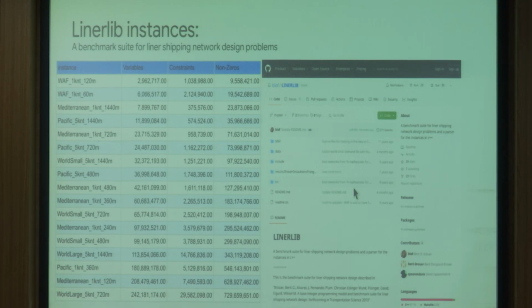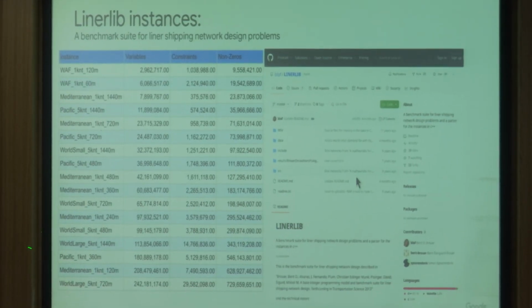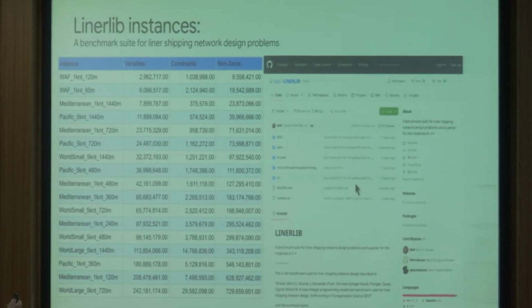But for the liner shipping instances, this is just an example of how you can model these problems as a MIP. For the small ones, so what is this? This is West Africa, this is the Mediterranean, just looking at the Mediterranean, Pacific, world small, there is world large, and so on and so forth. Number of variables, constraints, and non-zeros, so you go all the way from a few millions all the way to, I don't know, 700. You can go even larger, 1.2 billion non-zeros, no problem.